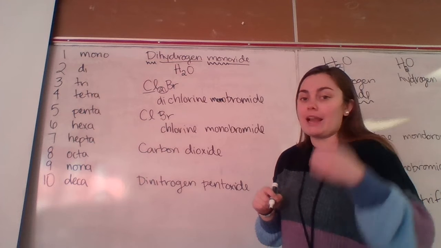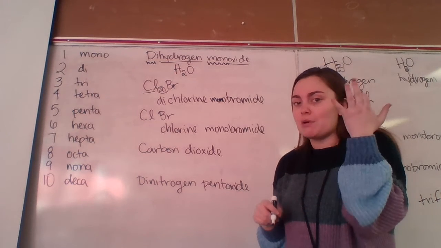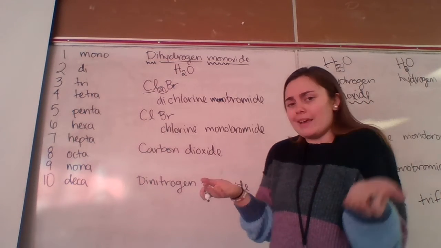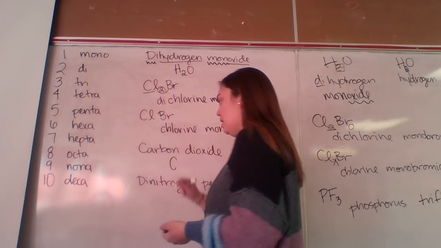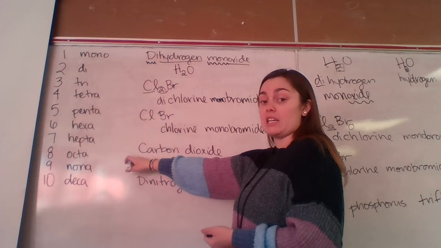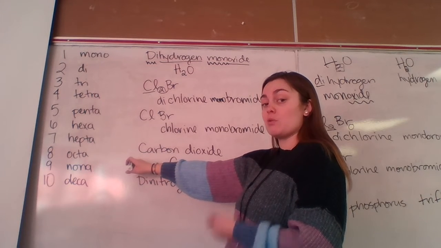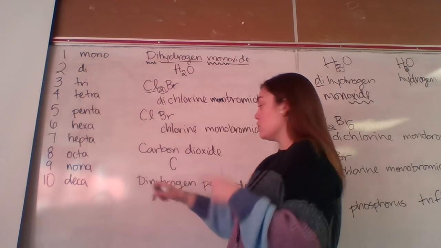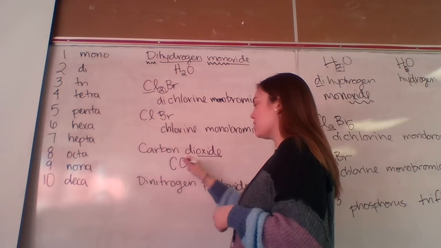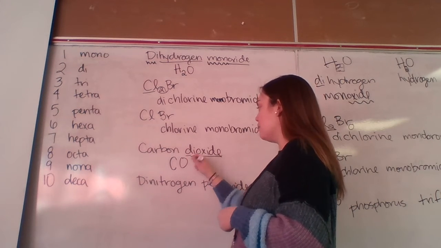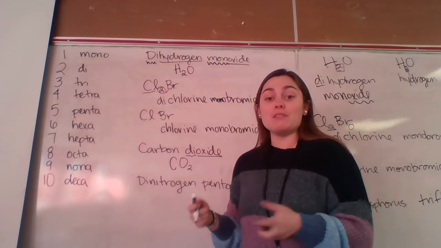Next one is carbon dioxide. I'm sure you know this formula, CO2, but have you ever thought about why it's CO2? Well, the symbol for carbon is C, and there's no prefix here. Since there's no prefix, we assume that it has 1, so it's just C. We know that oxide means oxygen, and di means 2. So that's how we get carbon dioxide.